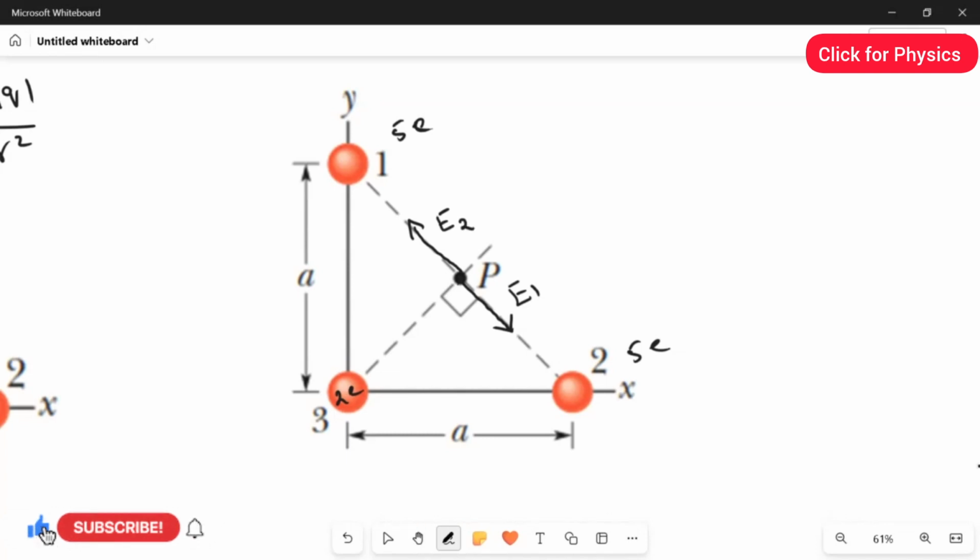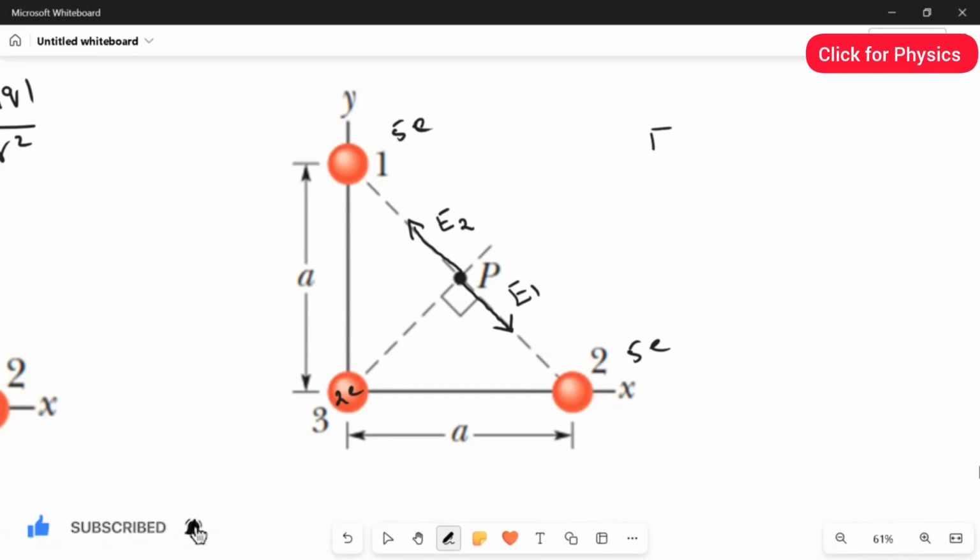So now you can see your E1 and E2 take the same charge value, but the electric field directions are opposite to each other. So what will happen? Your E1 gets cancelled with this E2. That means there is no electric field for charges Q1 and Q2. Why? Because E1 and E2 cancel each other.